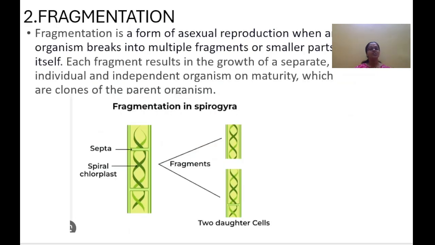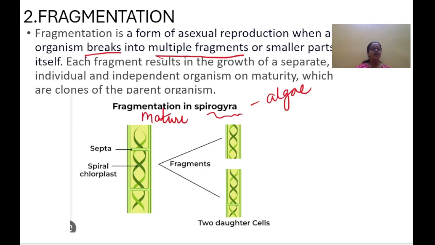The second type of asexual reproduction is fragmentation. The word fragmentation means breaking. Fragments means to break. An organism breaks into multiple fragments, but it will break only when the parent organism matures. When the parent organism matures, it will break down into separate parts, and each fragment will grow into an individual organism. This type of fragmentation is seen in the case of Spirogyra. It's a kind of algae. You can see here the single filament is breaking into multiple daughter Spirogyras. So this is the second type of asexual reproduction, fragmentation.